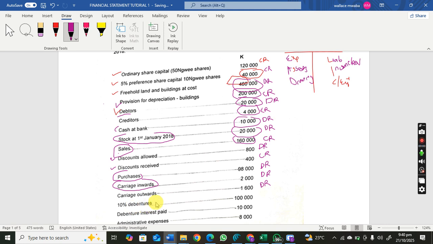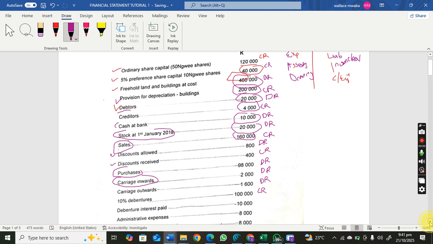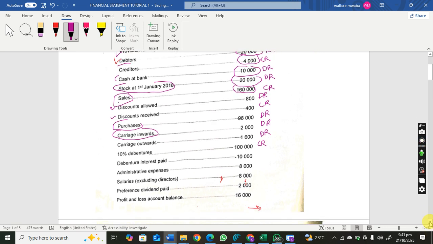Debentures, this is a loan, non-current liability. Okay, so liabilities, the balances are normally on the credit side, so you credit. Okay, a debenture is just a loan. It's a fancy way of saying loan.